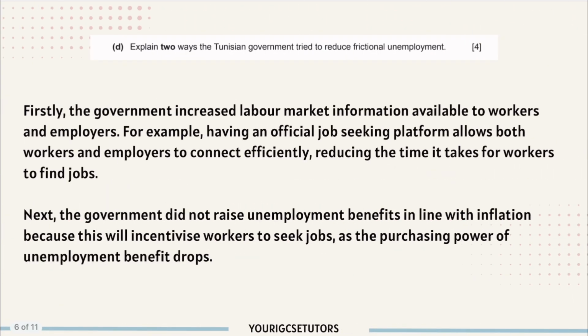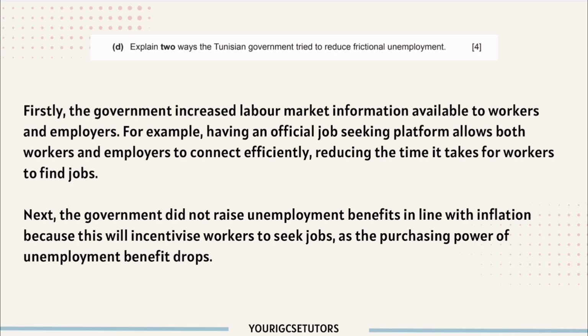Question D. Explain two ways the Tunisian government tried to reduce frictional unemployment. So there are two. First one, government increased labor market information available to workers and employers. And you can give an example. Having an official job-seeking platform allows both workers and employers to connect efficiently, reducing the time it takes for workers to find jobs. Next, the government did not raise unemployment benefits in line with inflation because this will incentivize workers to seek jobs as the purchasing power of unemployment benefit drops.